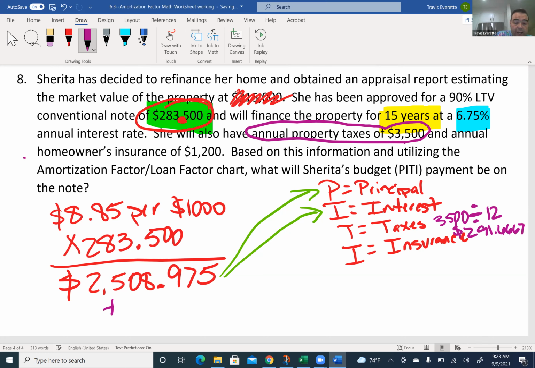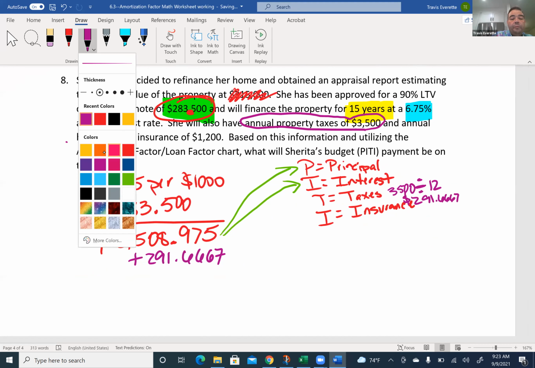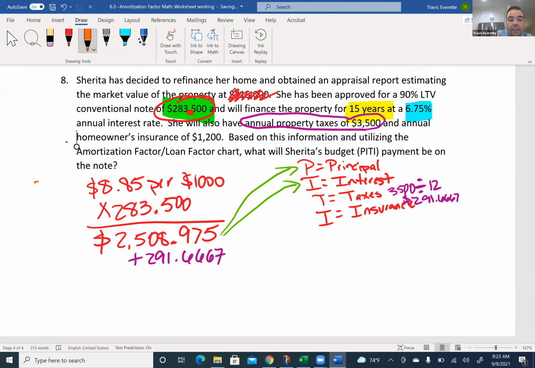So here's what we're going to do. We're going to add that in, plus 291.6666 or 7. Okay. We got one more piece we still haven't figured out though. Change colors one more time here. Let's talk about the insurance. It says annual homeowners insurance of $1,200. So we're going to do the same thing with the homeowners insurance. We're going to take that 1,200, divide it by 12 to get it down to a monthly expense. That equals $100 a month. So we're going to add that $100 a month.